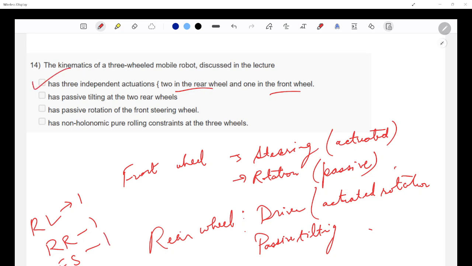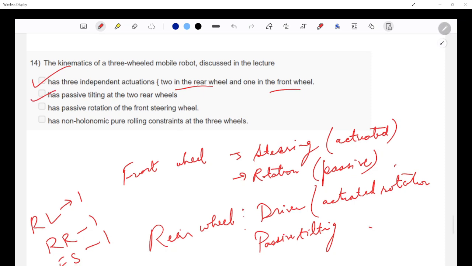Okay. Second option is it has passive tilting at the two rear wheels. This is also true because in the uneven terrain model, the rear wheels can tilt. This helps maintain contact and reduces the slip. The third option is it has passive rotation of the front steering wheel. This is true because steering is controlled but rolling rotation is not independently actuated. It rotates due to motion.